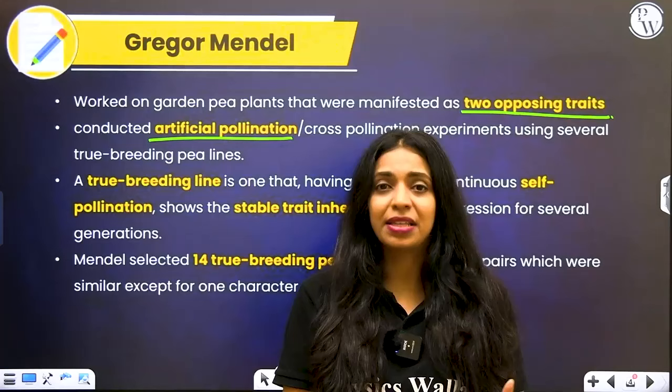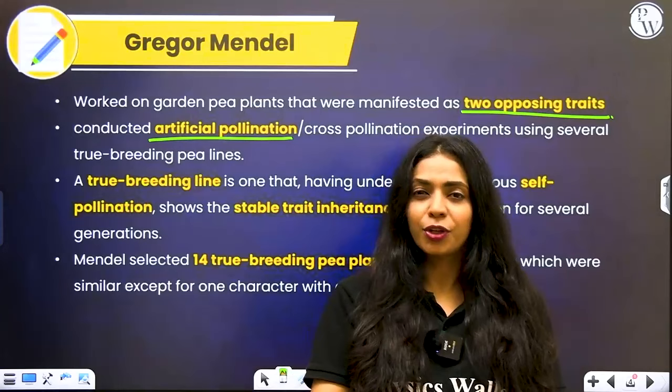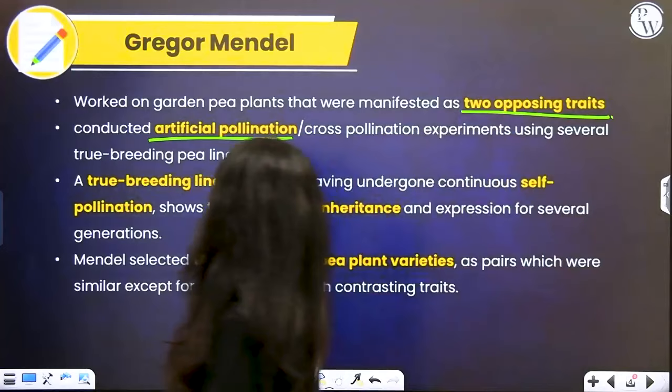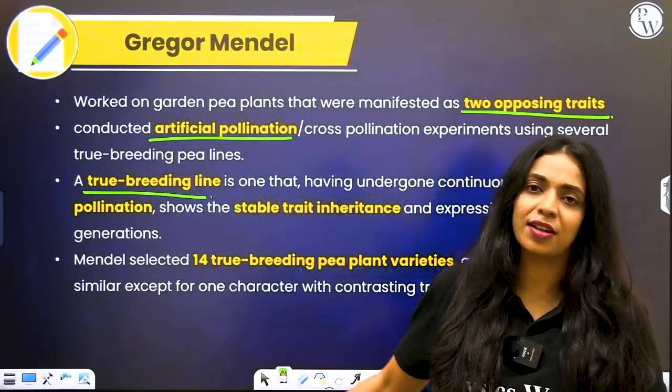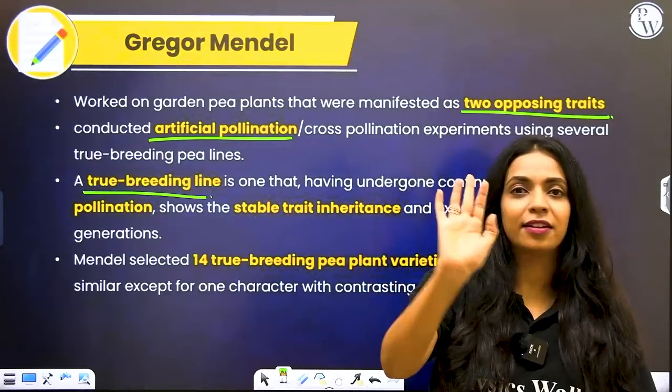Okay, so let me explain it to you in this way. Homozygous dominant or homozygous recessive plants are also called true breeding lines. What that means is, before those plants are chosen as parents, he would have self-pollinated them for multiple generations. Okay, so he takes two pea plants. One of them is dwarf, one of them is tall, let's say, considering the character of height. He self-pollinates them.